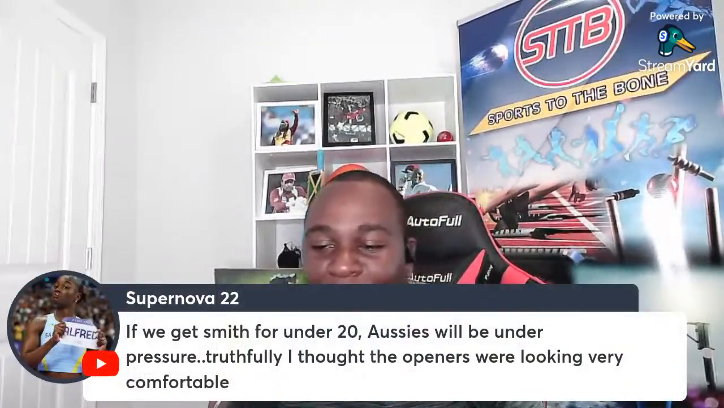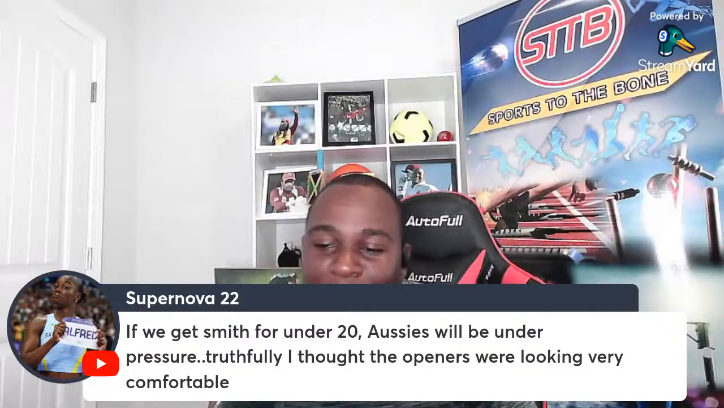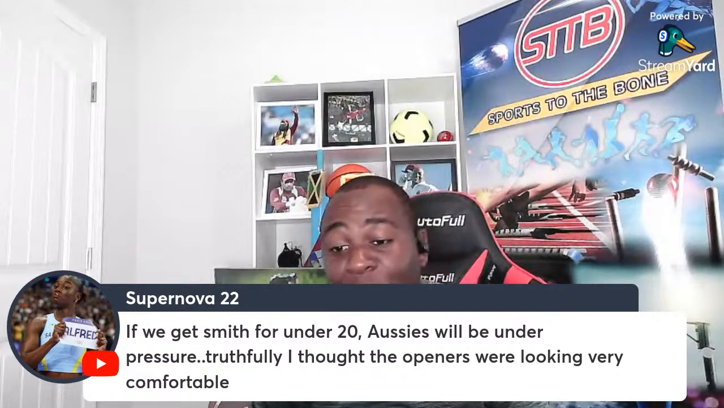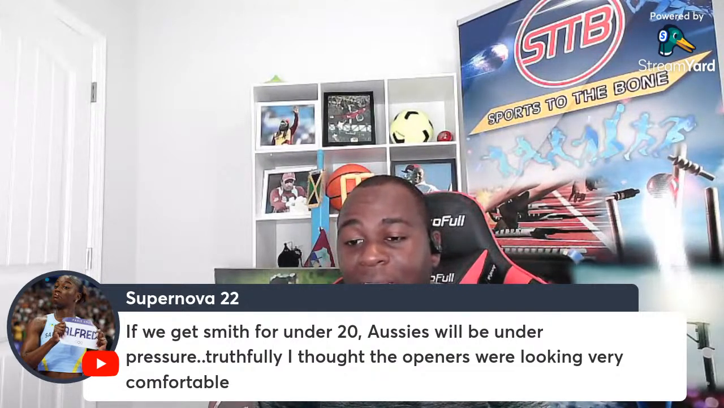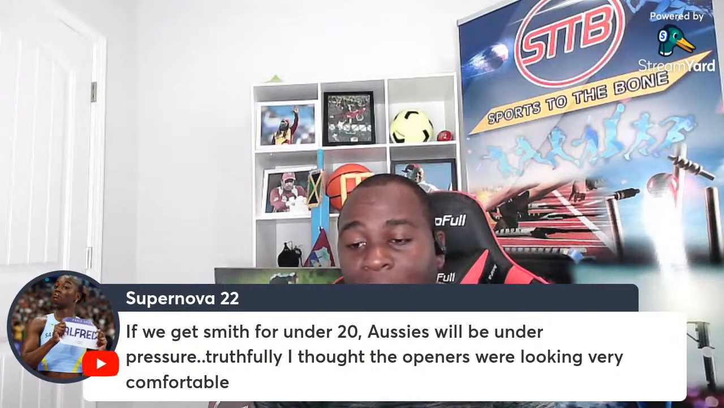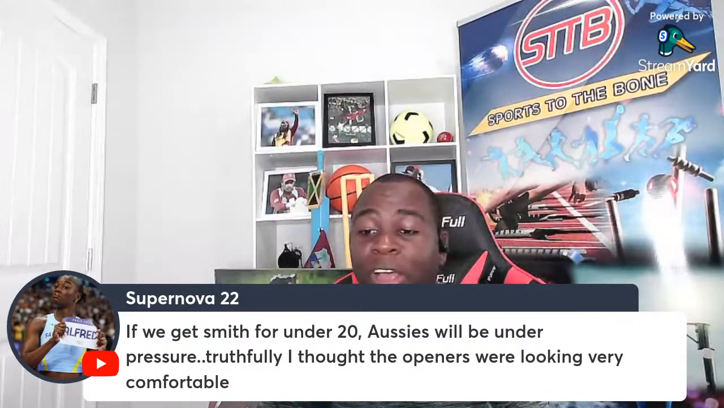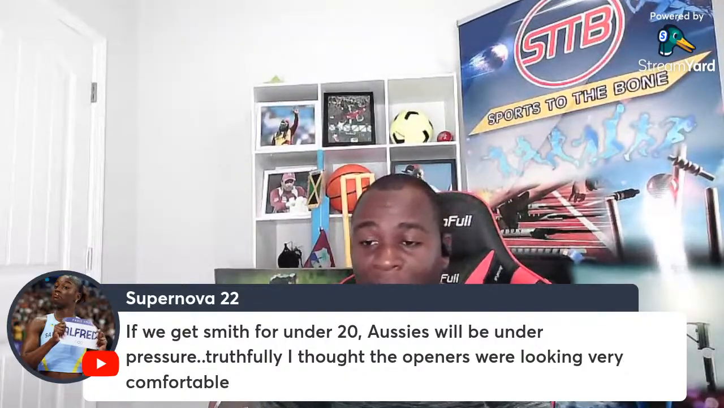If we get Smith for under 20, he will be under pressure. Truthfully, I thought the openers were looking very comfortable. I didn't think so doing a supernova. Personally, I didn't think so. Constas, I mean, it's not like we were troubling him a lot, but you know, he played probably about 5 or 6 false shots that almost took the edge.